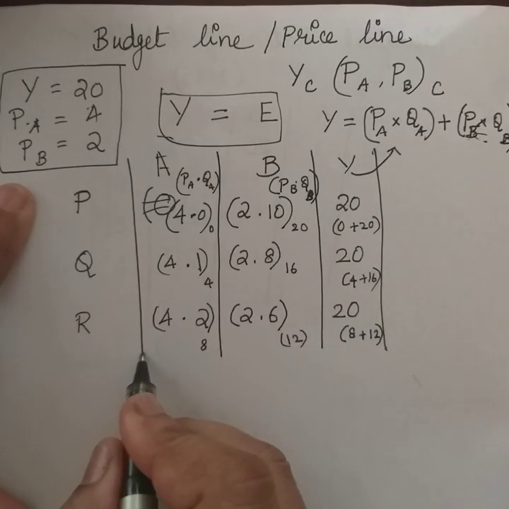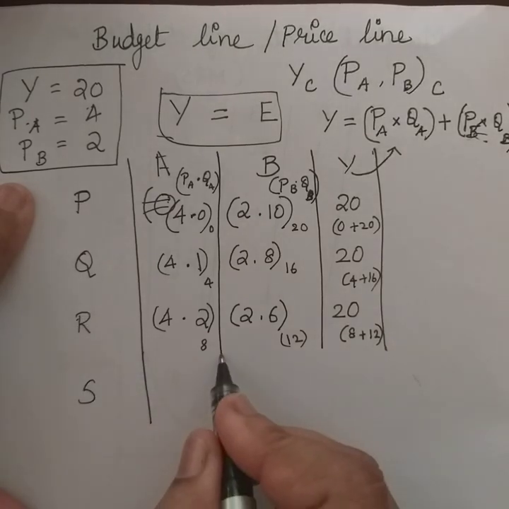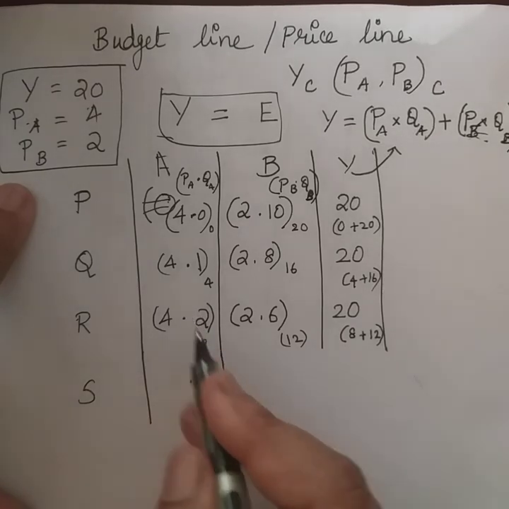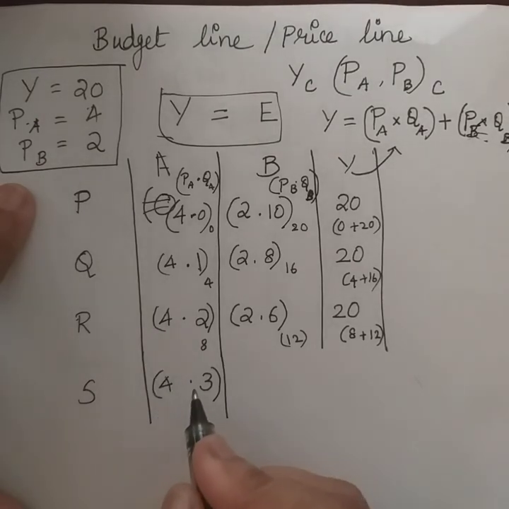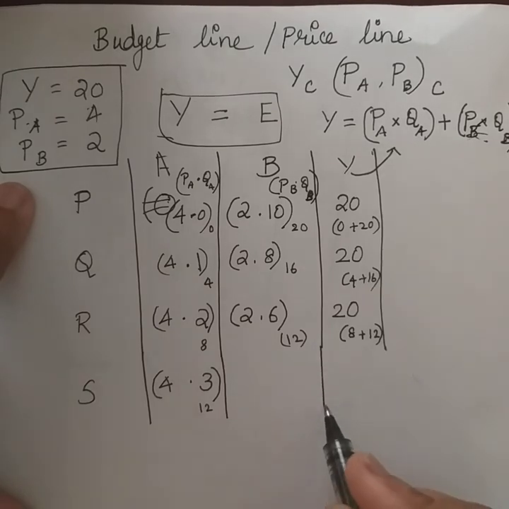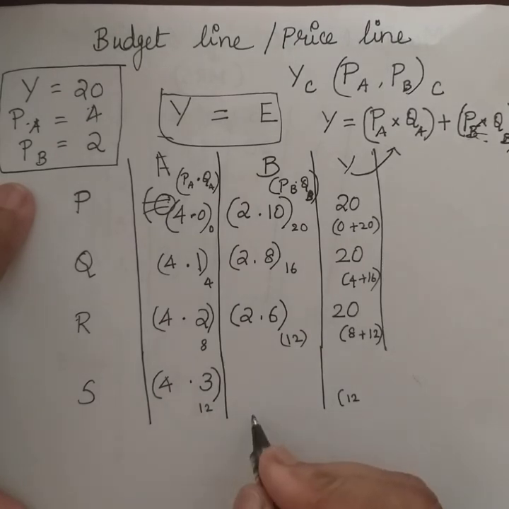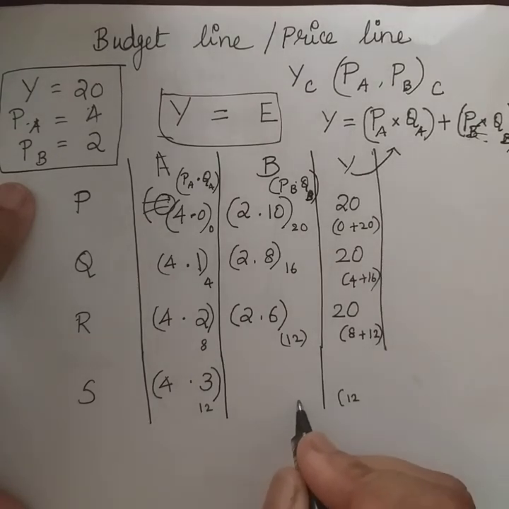Now, let us have P, Q, R and S probably. In this case, say the consumer wants to have one more unit of apple, or commodity A, at the price 4. Again, price remains constant. 4 into 3, that would be 12. 12 rupees is going to be spent on the purchase of A. And then what would be left? The amount left will be 8.